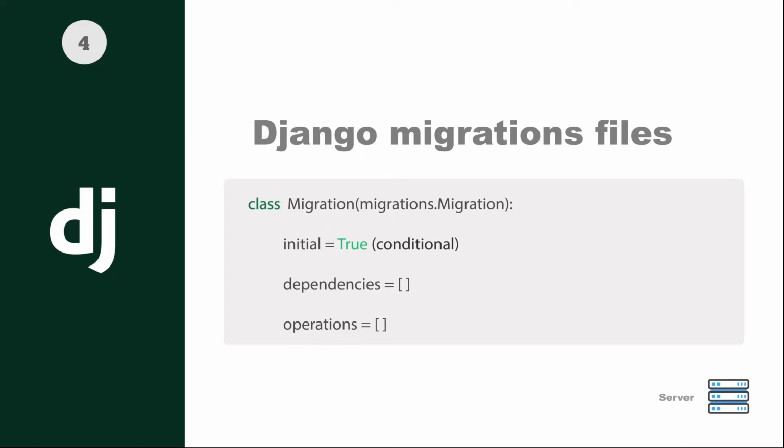We also have two compulsory, mandatory attributes, such as dependencies, which is an array, and we also have the operations that contain a set of operations that a migration will be executing on the schema editor class to apply our migration. So let's look at the Django migration file structure.